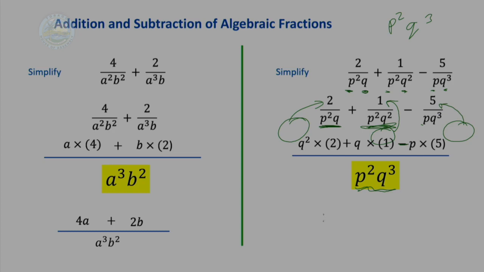So multiplying out here, we have 2q squared, since q squared multiplied by 2 is 2q squared, and q multiplied by 1 is plus q, and negative p multiplied by 5 is negative 5p. Now here, we can't simplify my numerator further, so my final answer here is 2q squared plus q minus 5p all upon p squared q cubed, and that's our final answer.